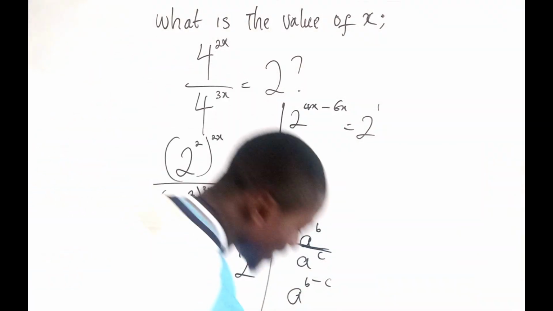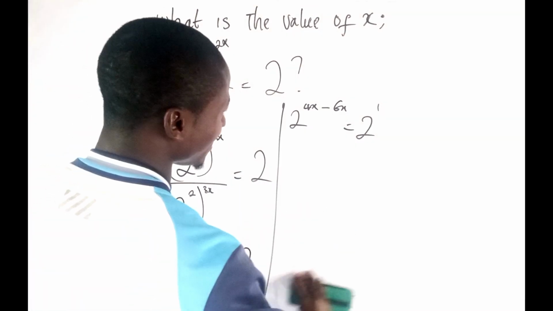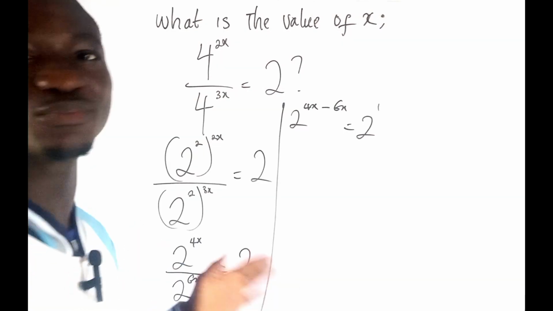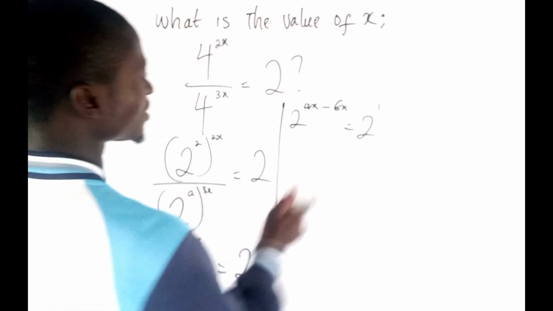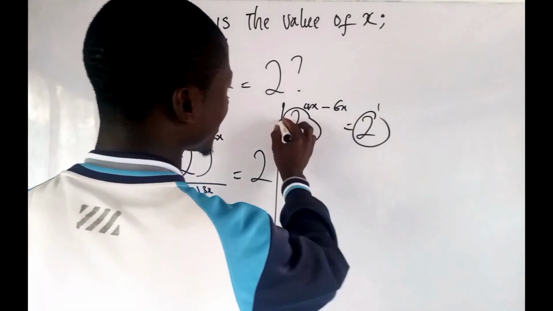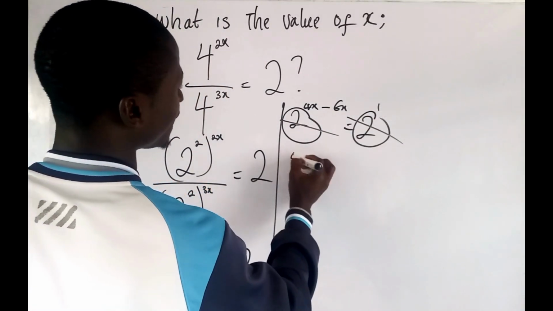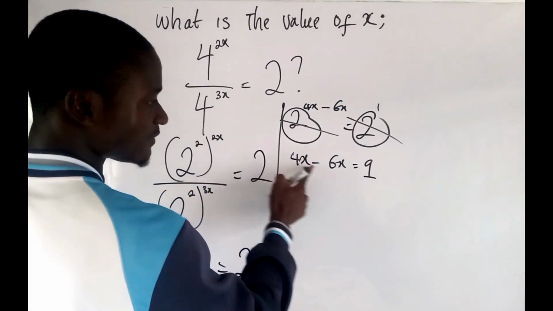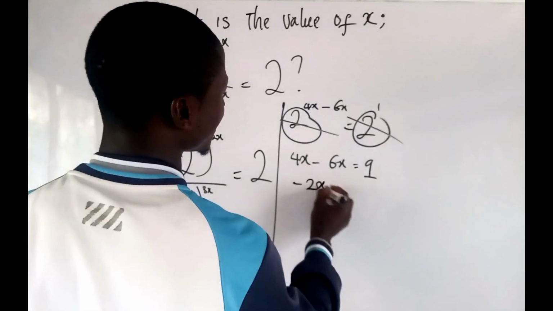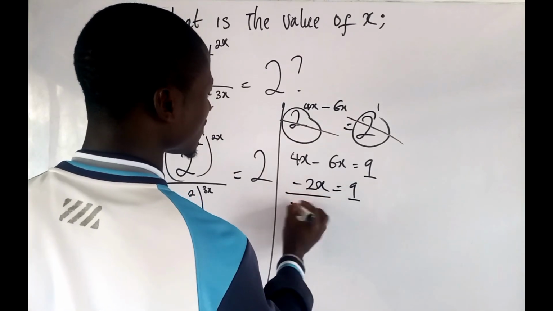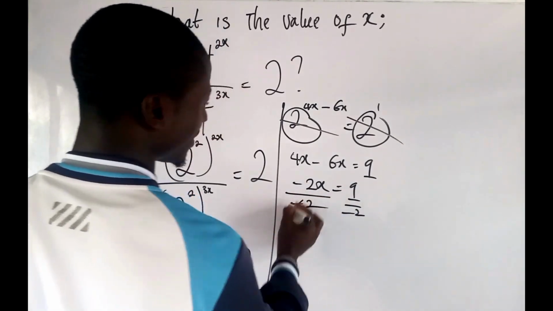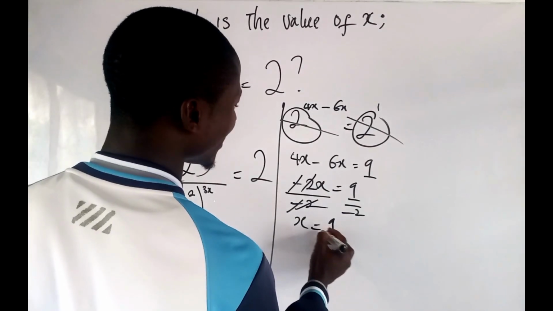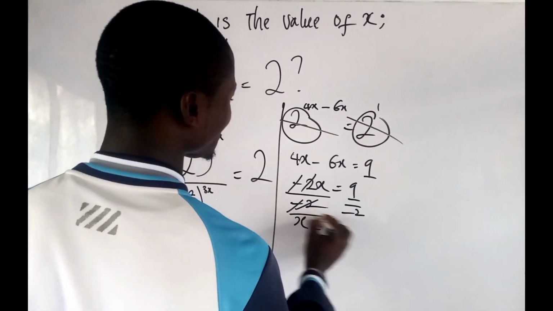Now, if you check clearly, we now have the same base but different powers. Since you have the same base, the work is simple. In fact, the work is done. Just equate the powers, remove the base. We are left with 4x minus 6x equals 1. 4x minus 6x gives us minus 2x equals 1. Divide both sides by minus 2. Minus 2x divided by minus 2 is x, equals 1 over minus 2, which is minus 1 over 2. And this becomes our final answer.